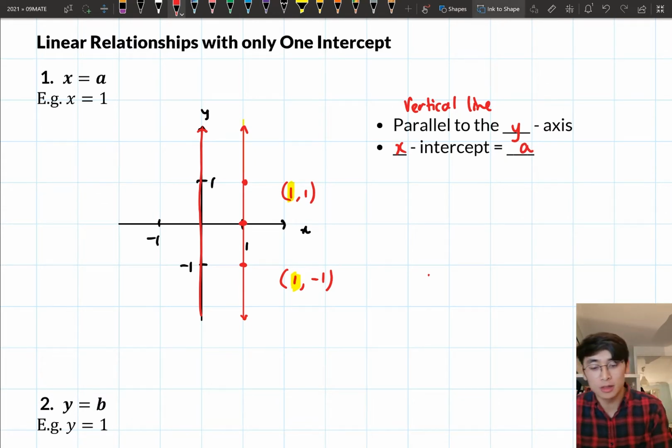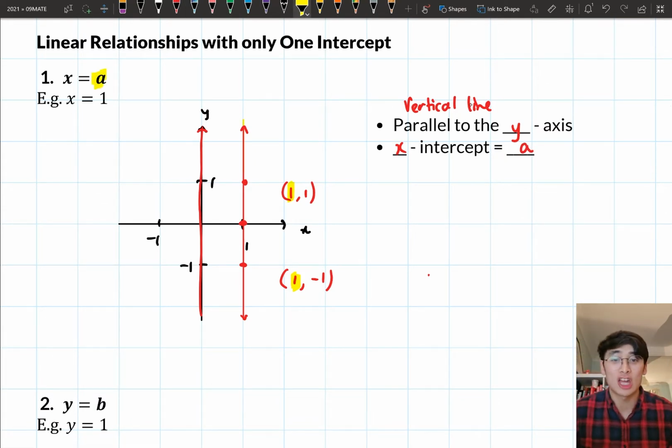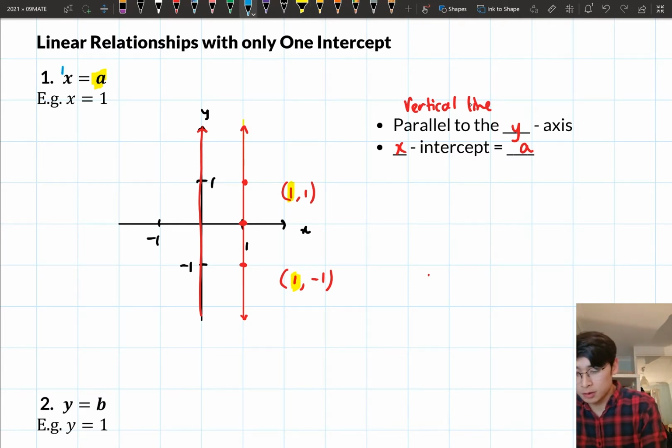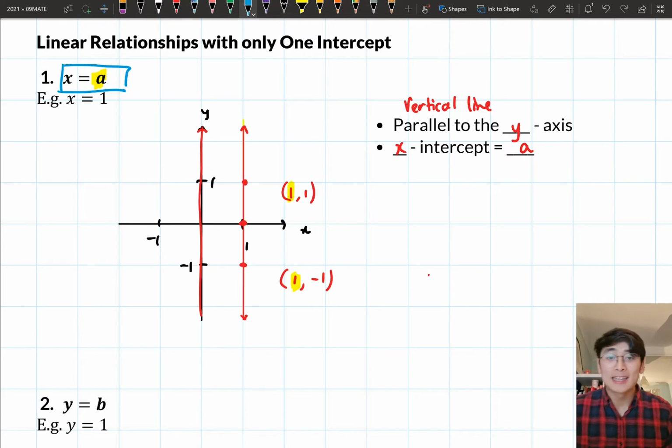Depends on what the a value is. What we're going to do is change that depending on the question. So if you ever see a linear relationship in the form x is equal to a, that just means you're plotting a straight vertical line. Okay, so that's our first special linear relationship, which only has one intercept.